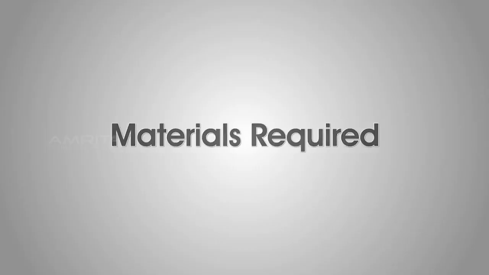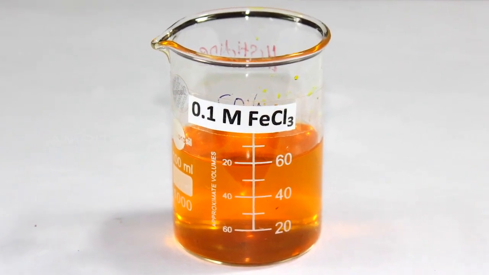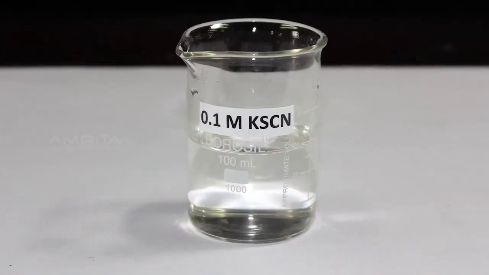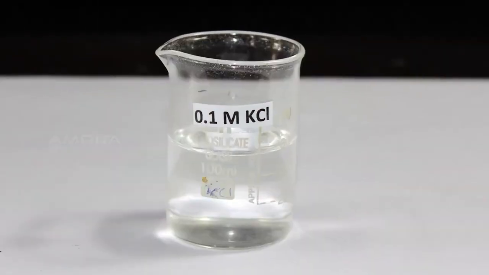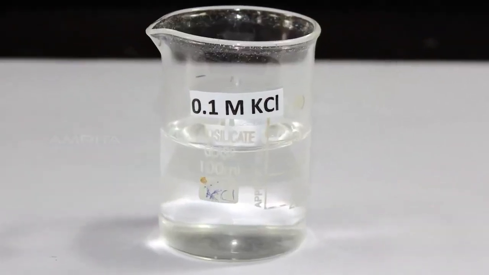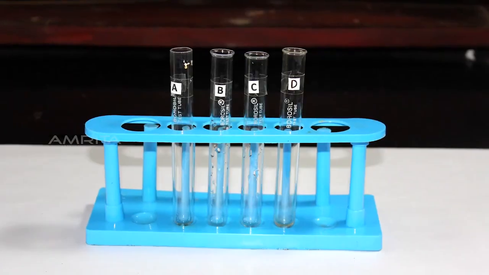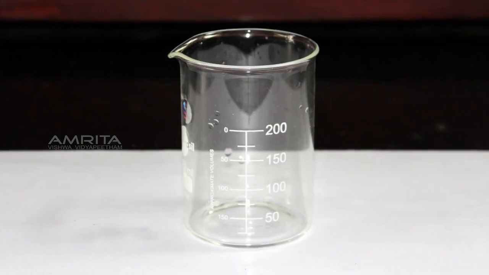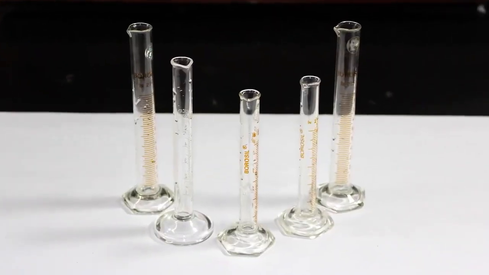Materials required: 0.1 molar ferric chloride solution, 0.1 molar potassium thiocyanate solution, 0.1 molar potassium chloride solution, distilled water, boiling tubes, clean 250 ml beaker, and measuring cylinders.